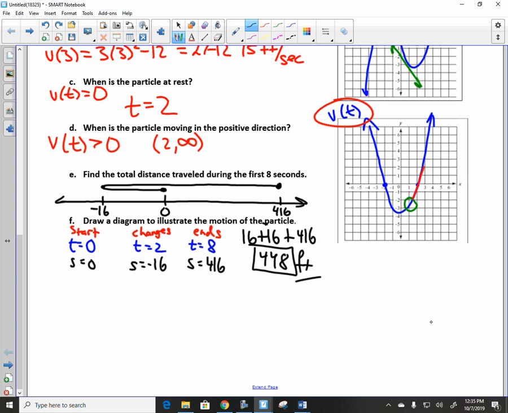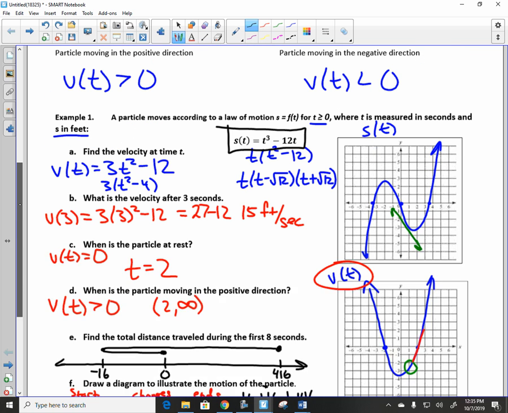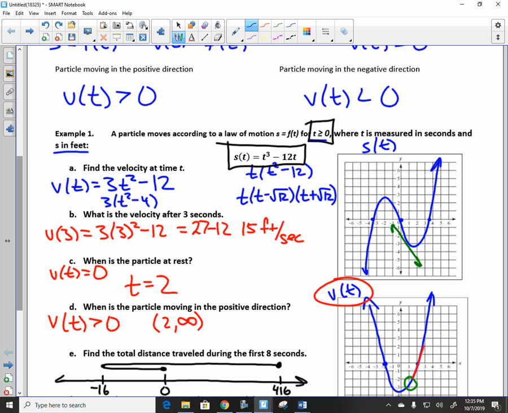Yes? Good. Question. Because we are stipulating that time is going to be greater than or equal to 0 in this situation.